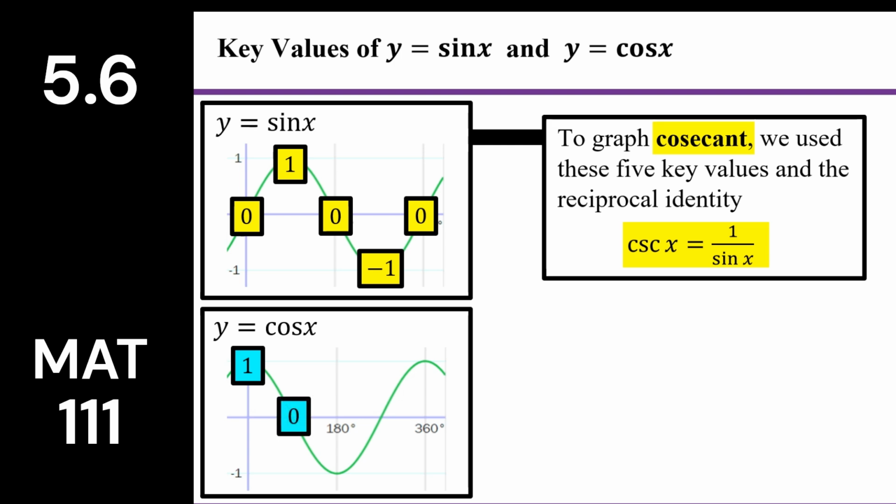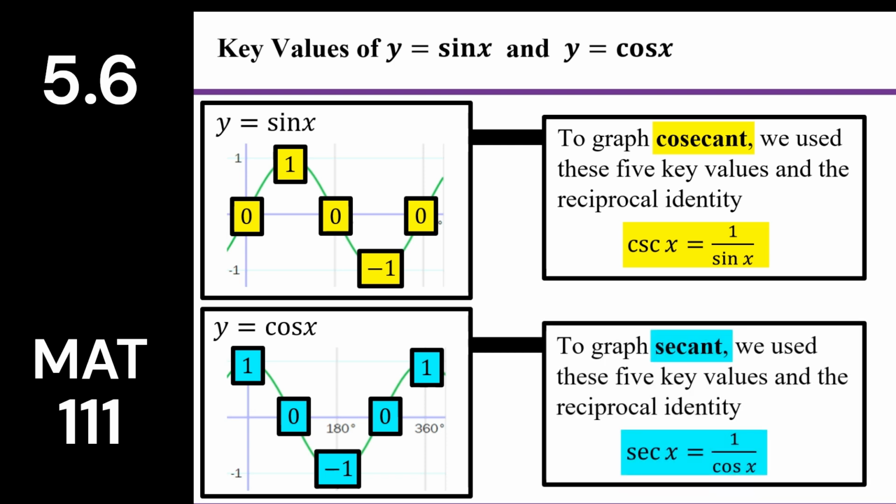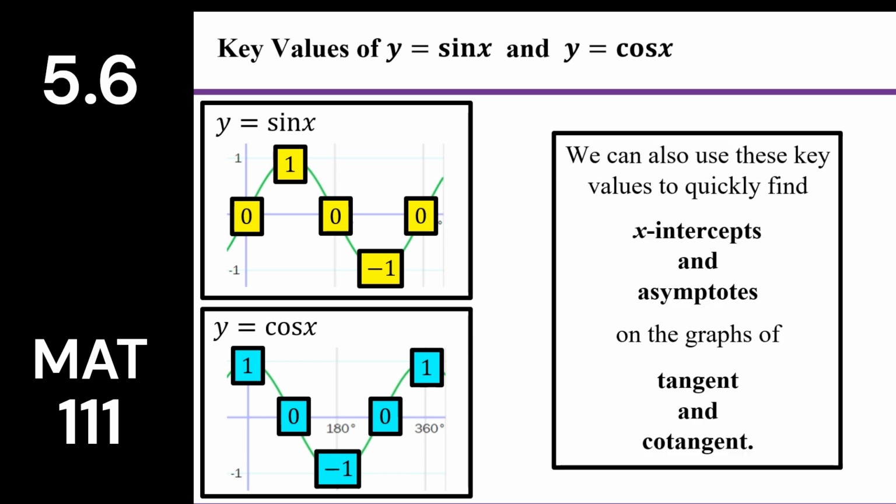down to 0 at 90 degrees. At 180, it's down at -1. At 270, back to 0. And then finally, it finishes the cycle back up at 1. And then we use those points to graph our secant in a similar fashion. But now we want to look at how we can use these values to help us find x-intercepts and asymptotes on the graphs of tangent and cotangent.